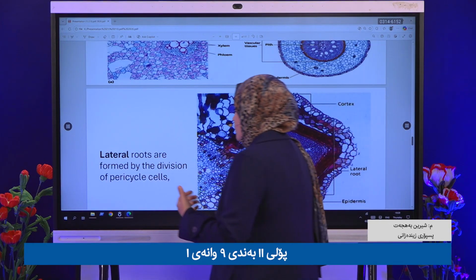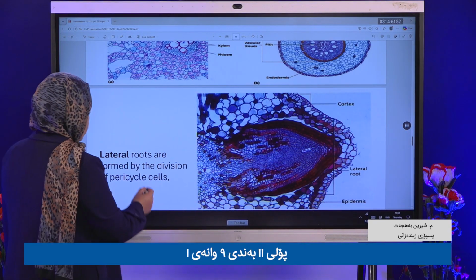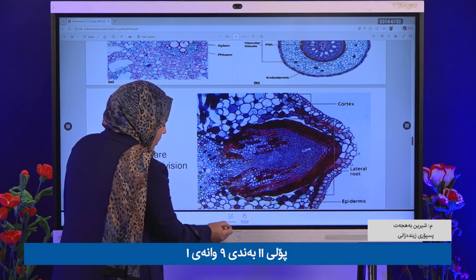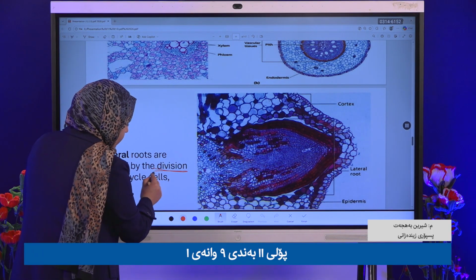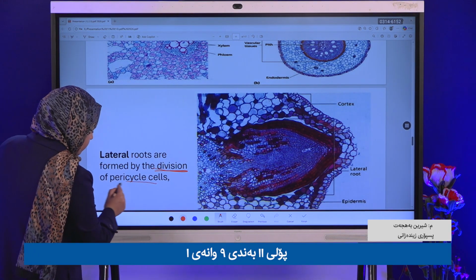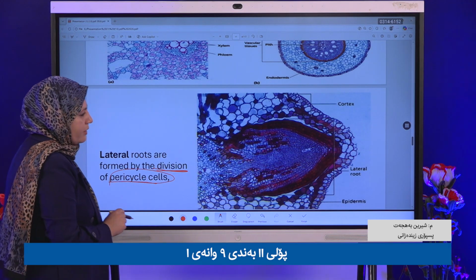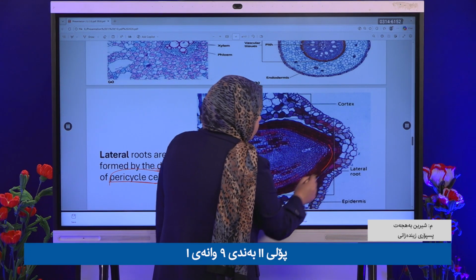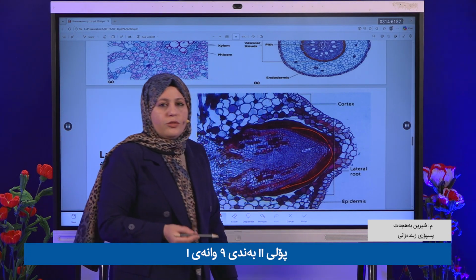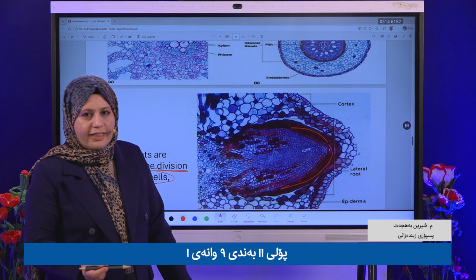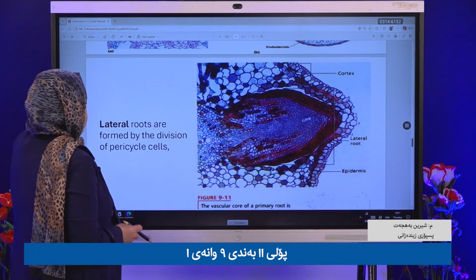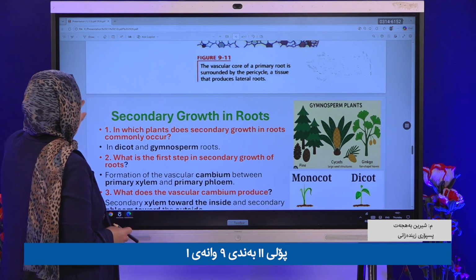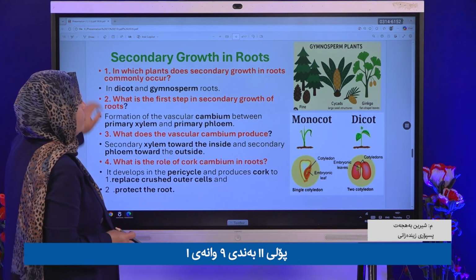When new roots form from old roots, they are called lateral roots. They are formed by the division of what? Pericycle cells. When the pericycle cells start to grow, the new root is formed. Clear? Okay. Let us go to secondary growth in roots.